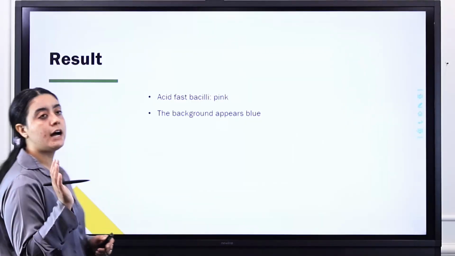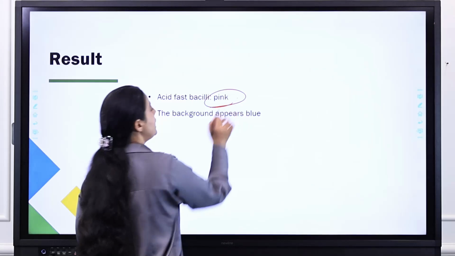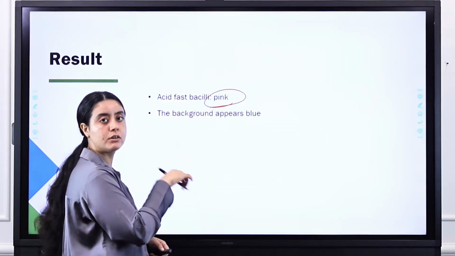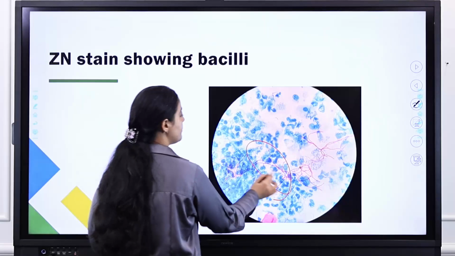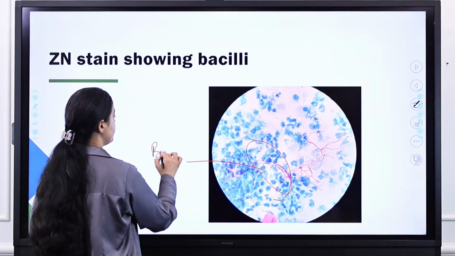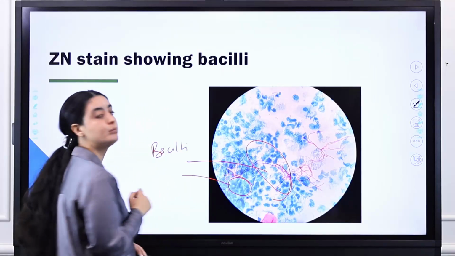Result: if there are acid-fast bacilli present, they will appear in pink color, and the background will take up the counterstain and appear blue, like this. These are your bacilli, which are acid fast, and the background will take up the blue color.